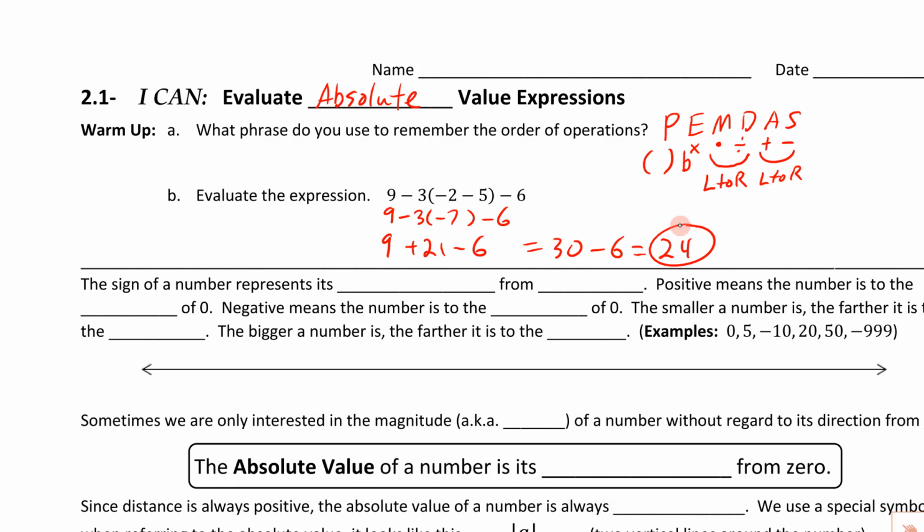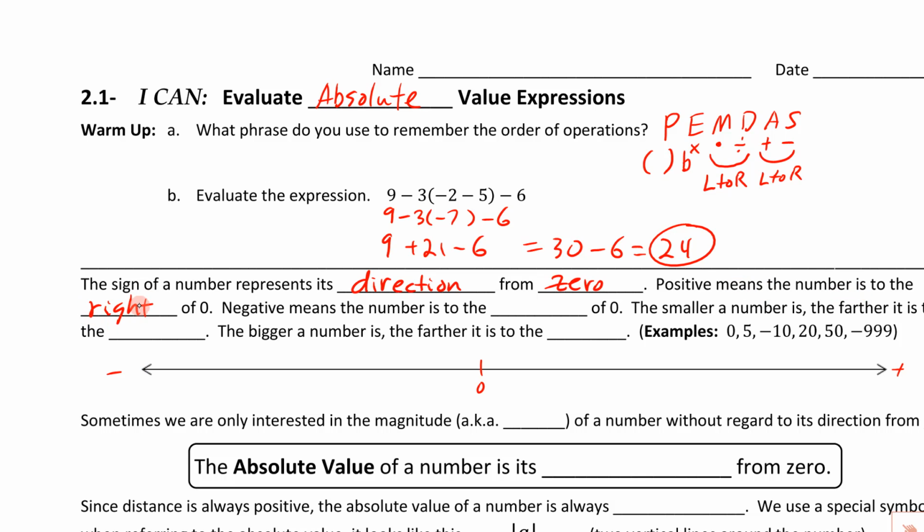Okay, so let's move from that little warm-up there, and let's remind ourselves about the signs of numbers and what we're talking about when we talk about absolute value. So the sign of a number represents its direction from 0. I've got a little number line down below, and we're going to take a look at this in just a second. So the sign of a number represents its direction from 0. So if we put 0 right here in the middle, of course this is the positive direction and this is the negative direction.